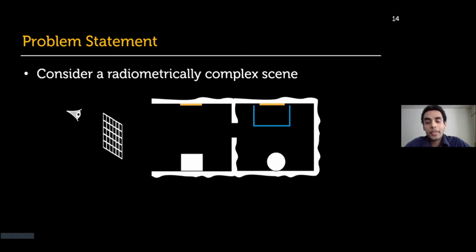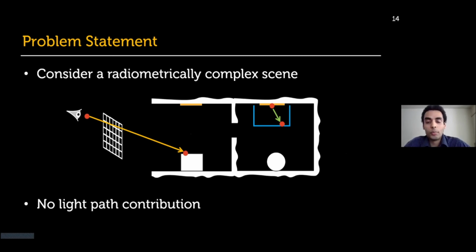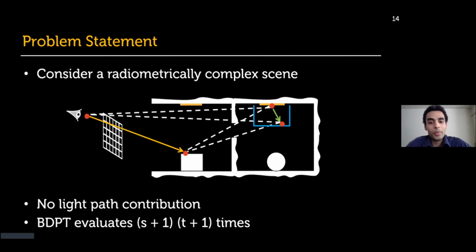Consider a complex case as shown here. There is a light source in the adjacent room enclosed in a blue box. We generate subpaths as usual, starting from the eye and starting from the light. However, in this case, the light path does not contribute as it is in a difficult to reach scenario. But bidirectional path tracing still evaluates all possible combinations between them. Here, S and T represent the subpath vertices on the eye and light subpaths respectively.